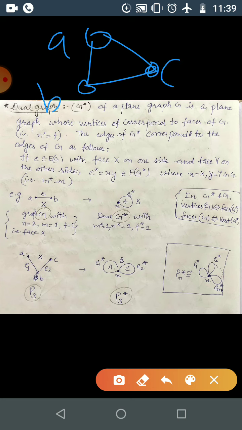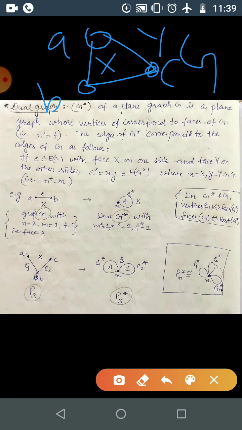So the dual of this plane graph is again a plane graph, whose vertices correspond to the faces of G. So it has two faces, F1 and F2, or you can just say X and Y are the faces. The plane has been divided into two regions, or two faces, X and Y. Y is unbounded, X is bounded. Correct. So the vertices of the dual.